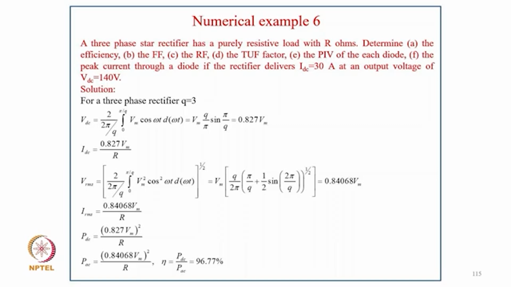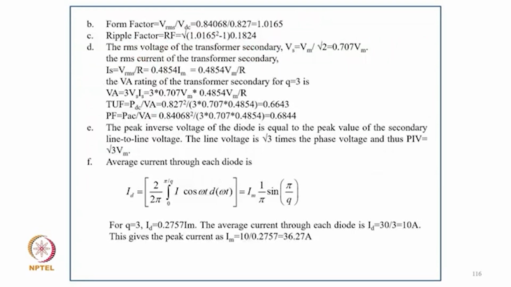For the 3-phase rectifier, Q equal to 3, so VDC equal to Q upon 2 pi integral from 0 to pi by Q, and putting it becomes Vm Q upon pi sin pi by Q, that becomes 0.827 Vm, and Idc equal to 0.827 Vm upon R, and Vrms equal to square root of Q bracket 2 upon 2 pi integral 0 to pi by Q Vm square cos square omega t, to power half, and it becomes Vm in bracket Q upon 2 pi, Q upon 2 pi into half plus half sin 2 pi by Q, to square root, that becomes 0.84068 Vm, and Irms is 0.84068 Vm upon R, and PDC is 0.827 Vm square upon R, and PAC becomes 0.846 Vm square by R, and efficiency PDC upon PAC, that becomes 96.77%.